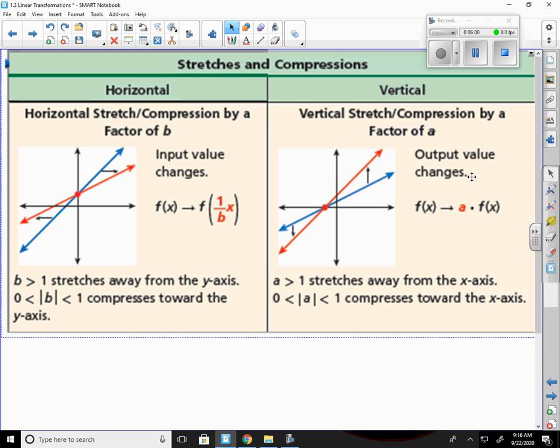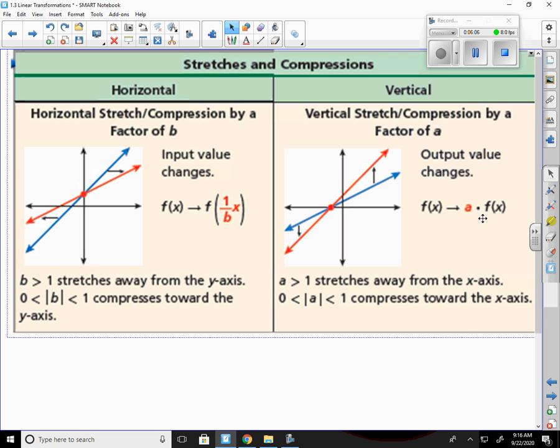If I'm doing a vertical stretch by a factor of a, that means I'm going to multiply the entire equation by whatever a is. As long as a is greater than 1, it's going to stretch away from the x-axis, and when a is between 0 and 1, it's going to compress toward the x-axis. These lines in here mean the absolute value, which means that if this is a negative number, it's not going to make a difference. It's still going to end up being a positive.